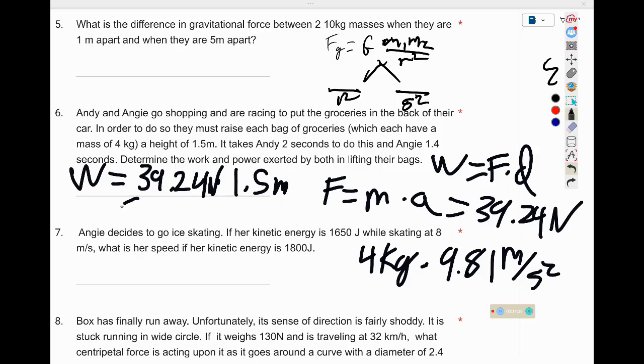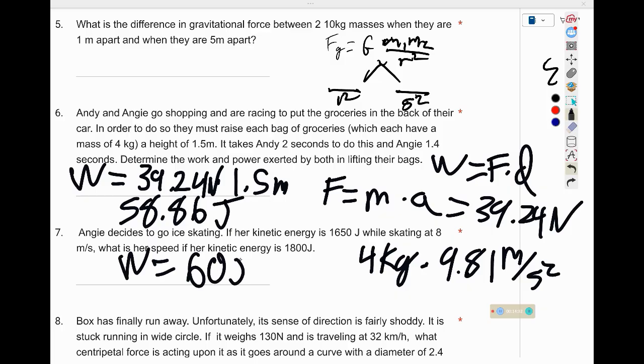We're going to get 58.86 joules or newton meters. Either one's fine. Now notice we only have one sig fig here, so we're going to call the work here just 60 joules.